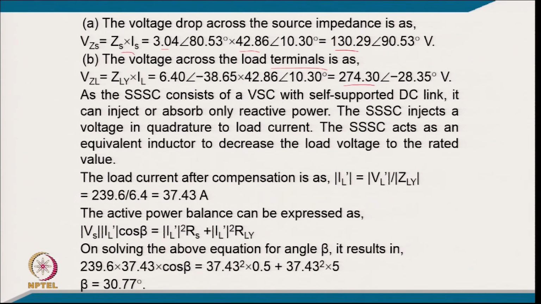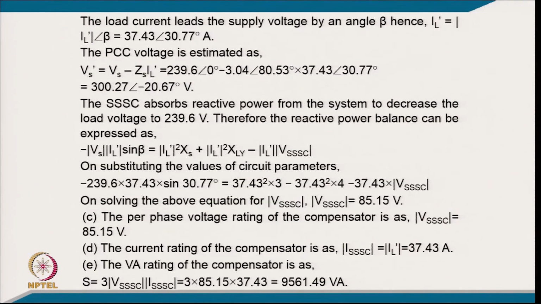As the SSC consists of the VSC with a self supporting DC link, it can inject or absorb only reactive power. So, SSC injects the voltage in quadrature to the load current. SSC acts as an equivalent inductor to decrease the load voltage, and the load current after the compensation is the rated voltage divided by the impedance of the load. So, it comes to 37.43 ampere on per phase basis, and from active power balance we can say the active power at the point of common coupling, equal to that at the source, equals the power consumed by the source impedance plus the power consumed by the load, and solving this we get the angle beta as 30.77 degree.